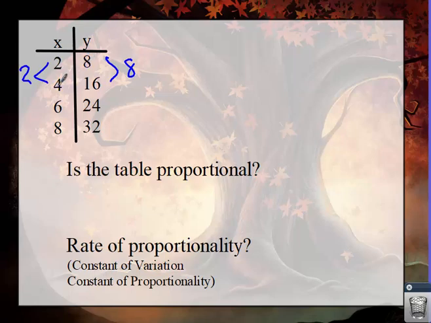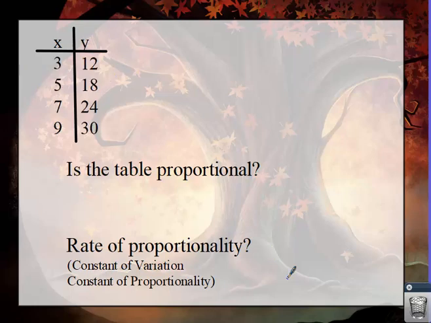4 times 4 is 16. 6 times 4 is 24. So is this one proportional? Yes. And then again, if it is proportional, what is our rate of proportionality or the slope? In this particular one, our slope is 4. Okay, what about this one?